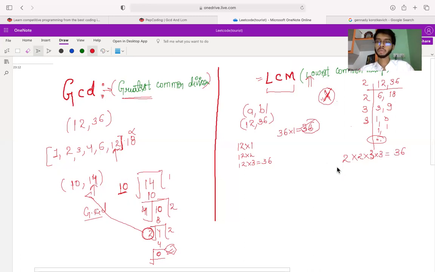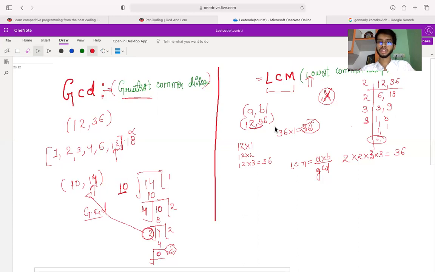I have one more standard way for finding LCM. I know that LCM is simply equal to A into B divided by the GCD. That is, if my numbers are A and B, I just multiply those numbers and divide by the GCD. For this 12 and 36, my A into B is 12 into 36, and my GCD, the greatest common divisor, was 12.